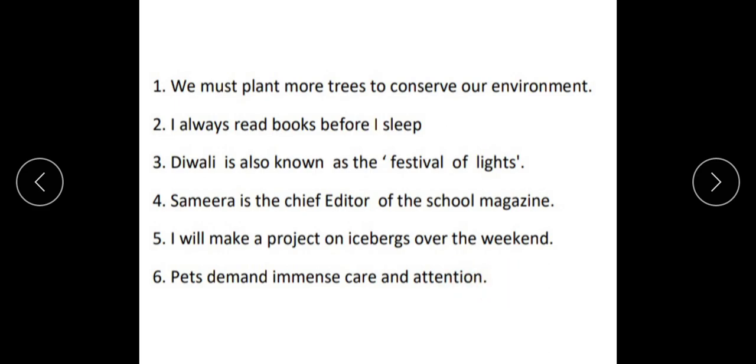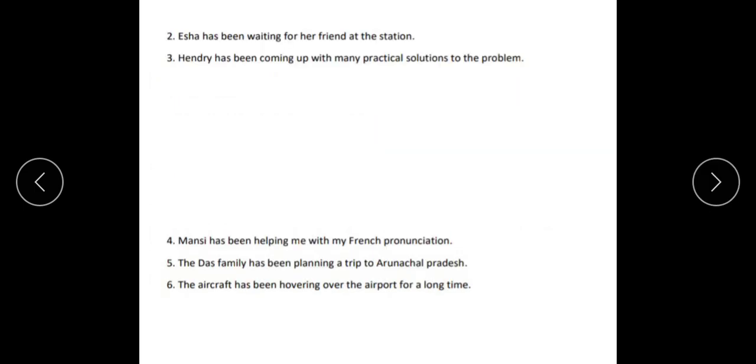So, in this way, we have completed the G question of grammar study. Now, coming to the J question of grammar study. You can see in your book. Rewrite these sentences, changing the verbs into their present perfect continuous form. The first one is done for you. Mukul worked on his physics project. Mukul has been working on his physics project.